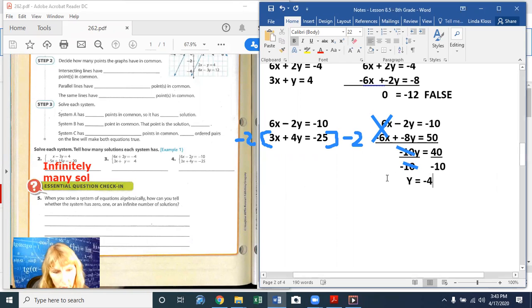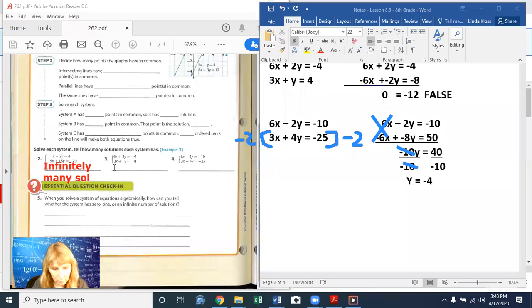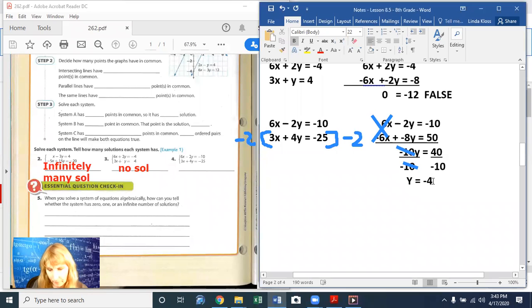Okay, how many solutions are there? Oh, it looks like it erased our other one here. This one was no solutions. So how many solutions is y equals negative 4? Well, we'd have to plug in negative 4 yet, right? So we got to do that. So we're going to plug it into the first equation. 6x minus 2 times negative 4 equals negative 10.